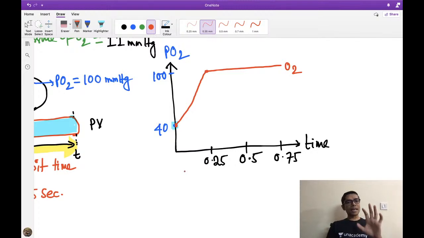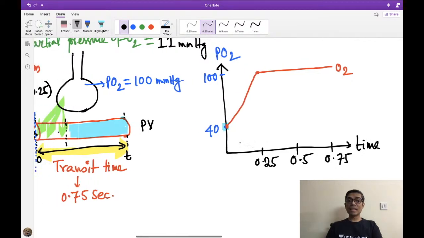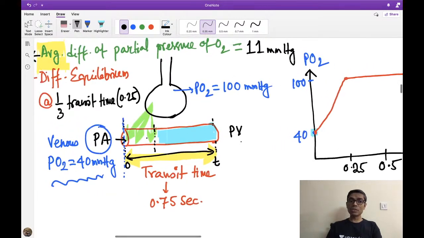So I can understand the diffusion of oxygen is very good. Within 0.25 second the diffusion is complete. Then if I want to increase the diffusion of oxygen, there is no way, because diffusion equilibrium has already been reached. Diffusion equilibrium means the partial pressure is already the same. You cannot increase the diffusion. You can increase the diffusion of oxygen only by increasing the blood flow rate through this pulmonary capillary.